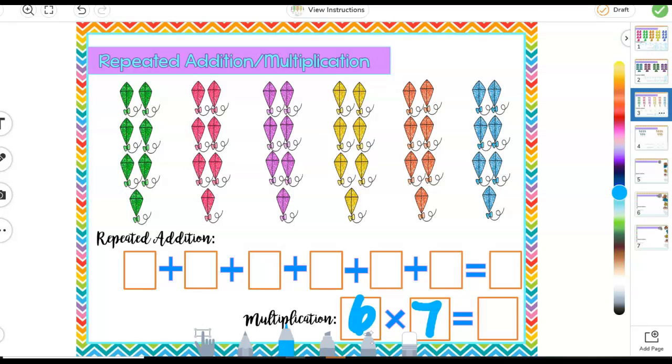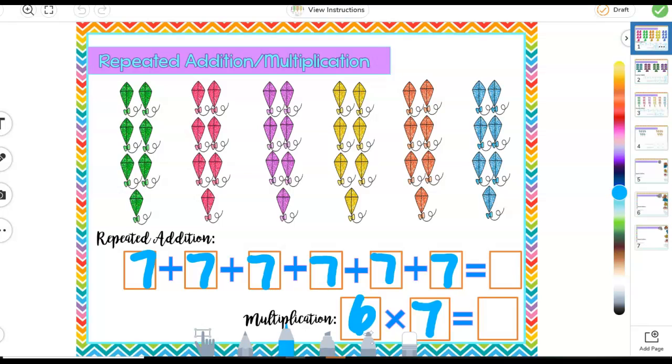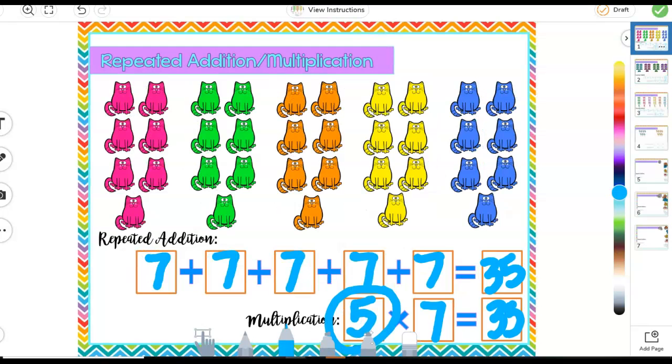6 groups of 7. So what am I going to add up, Devea? What should I put in these boxes for repeated addition? 7. Good. So 7 plus 7. Well, let's think back to the one where we did 5 times 7. The first one, I believe. 5 times 7 we said was 35.